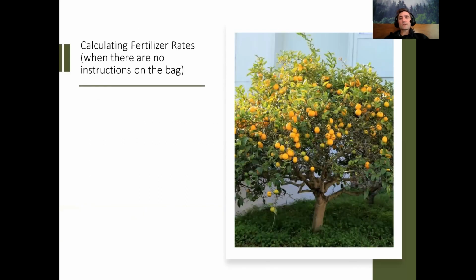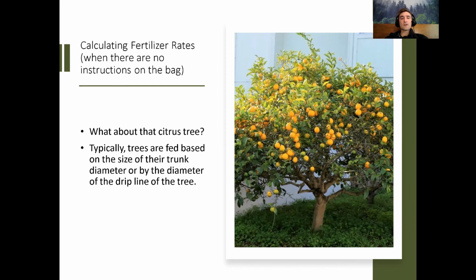But how about citrus trees? That's not a grass area, and it's a little more difficult to consider the overall root zone and calculate the square footage. What do we do with a tree or a shrub?